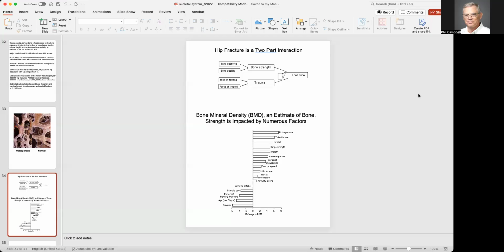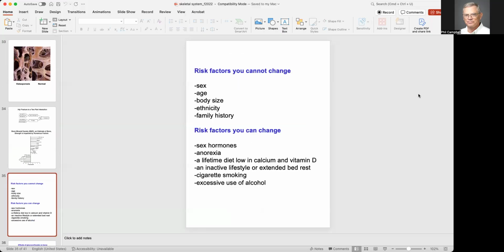All right? So thinking about this, there are things we can change and things we can't change. Okay? But we'll get into that in a moment. All right? So what you're looking at over here is how the BMD is impacted by size and things like that. All right? When we go to the next slide, there are obviously things that you can't change. You can't change the egg and the sperm that combine that ultimately make you. That's going to dictate how big you are, etc.